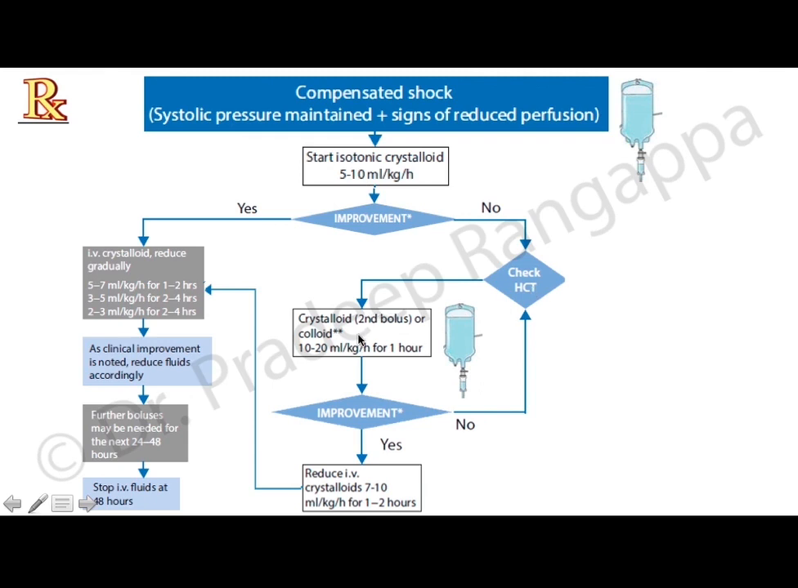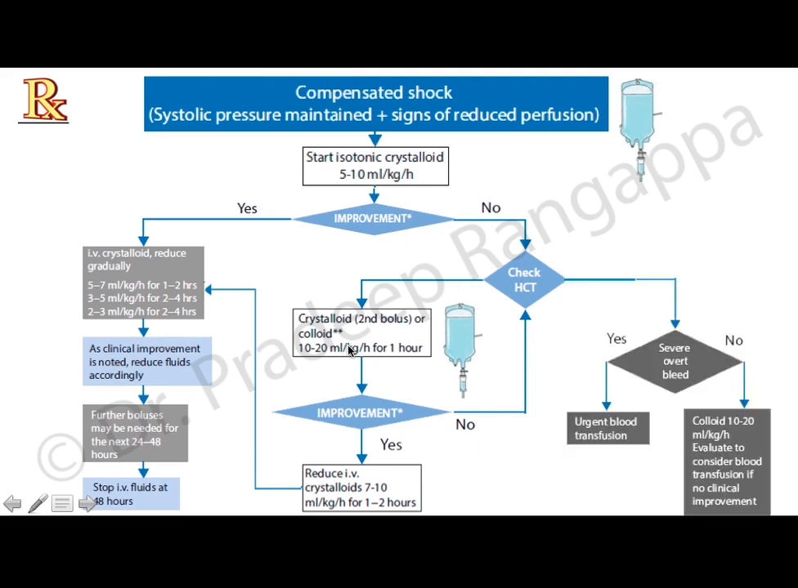We check hematocrit, we give crystalloids at 10 to 20 ml per kg per hour, we recheck, and we repeat these boluses, or sometimes we may have to increase these boluses. If there is no improvement, and you check hematocrit and there is severe overt bleed, then you may have to give a blood transfusion. If there is no bleed, then the suggestion is you could consider colloid in this situation at 10 to 20 ml per kg per hour. So in the ICU, typically we deal with these two scenarios. This is the WHO recommended algorithm for dengue fever.